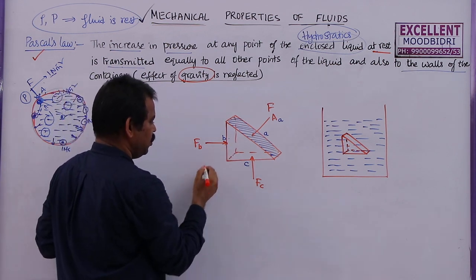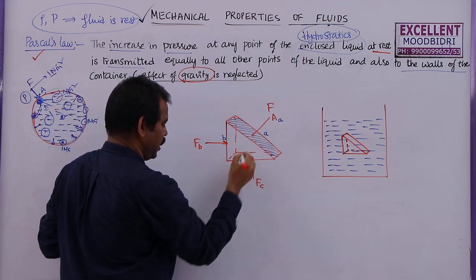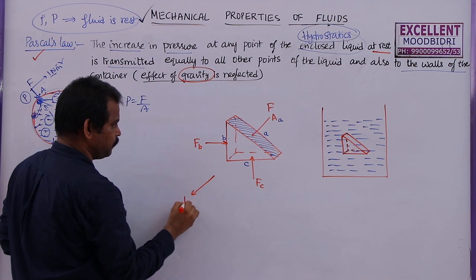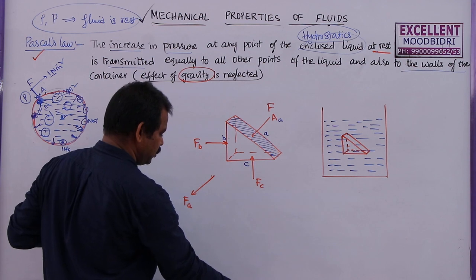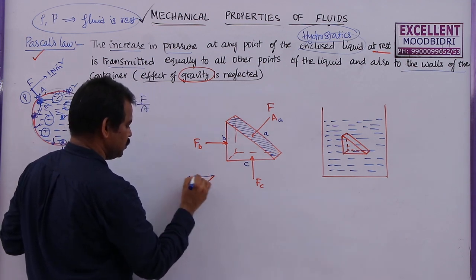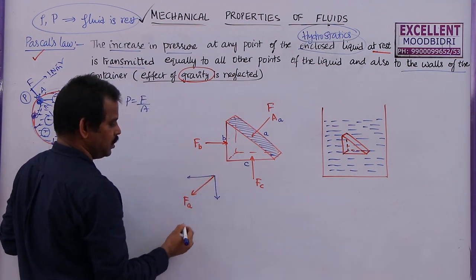Now here, if it is the area, we know that if it is FA, that is the force at point A, this can be resolved into two components like this, horizontal and vertical.